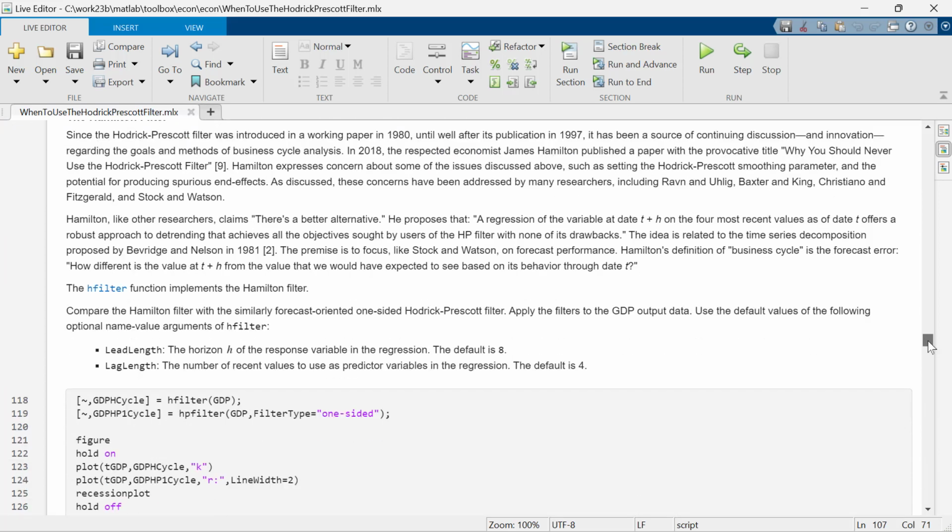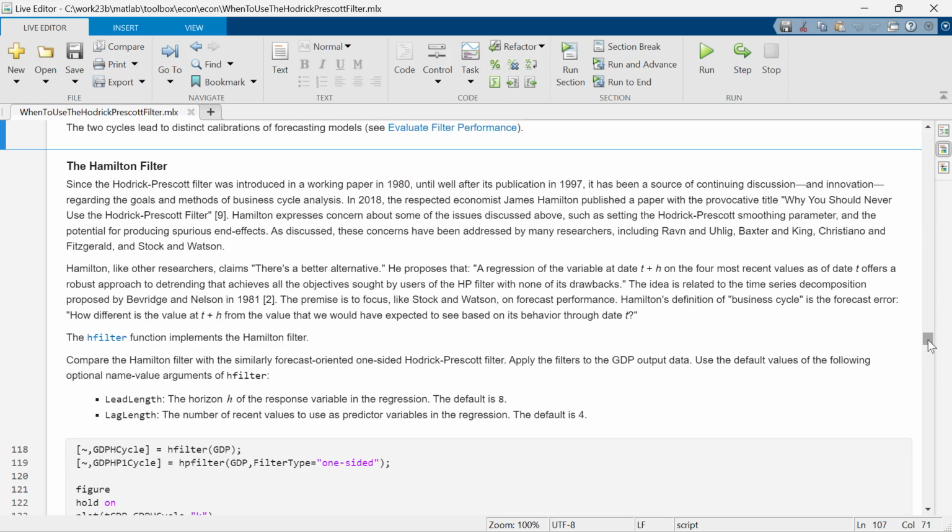Finally, the fourth filter that we want to compare here is what's come to be called the Hamilton filter, introduced by James Hamilton, a well-known economist. He wrote a paper in 2018 that had a very provocative title called "Why You Should Never Use the Hodrick-Prescott Filter."